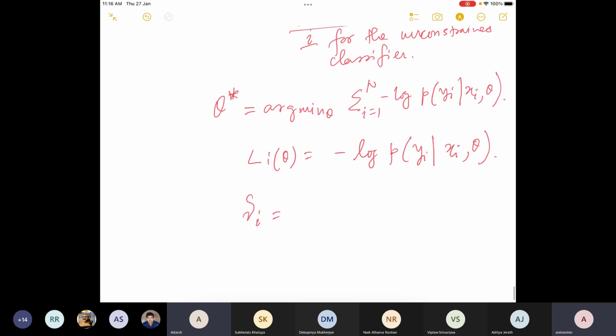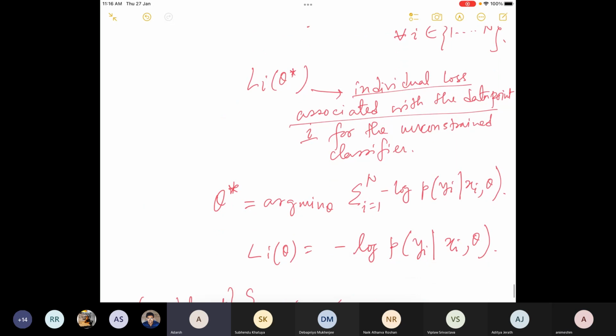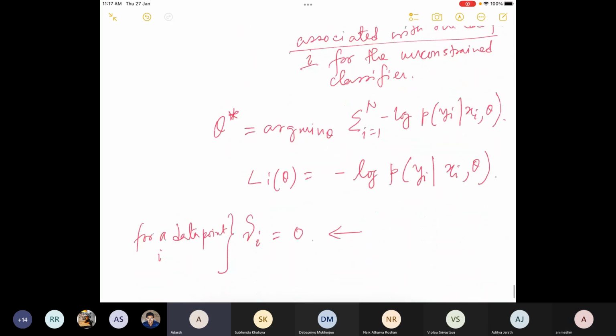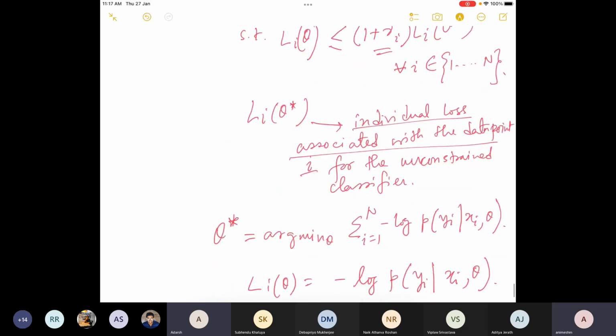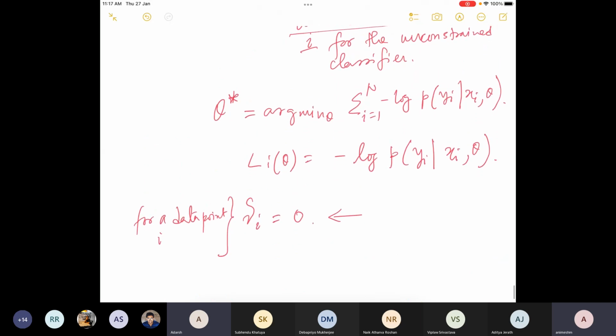Now, if we set, for a particular data point i, gamma i equals 0, then what does this indicate? If I set gamma i equal to 0 in this equation, for a particular data point i, what does this indicate? It tells you something about the ith user.